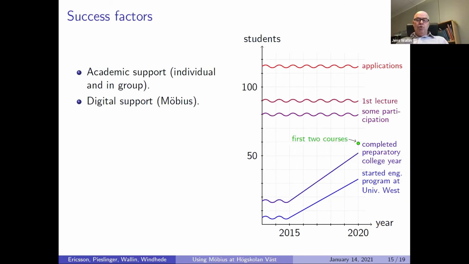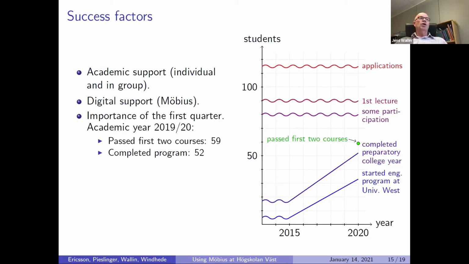And then we have another important factor, which is the importance of the first quarter of the preparatory college year. As you can see on the diagram here, it's a little green spot there. 59 of our students, in October 2019, passed the first quarter of the preparatory college year. And it was the first big math and physics exam. And 52 out of these, it's quite a little under the green dot there, 52 of these students completed the whole program. So if we can help students the first 2 months with academic support and digital support, we have a good chance to help them to pass the program.